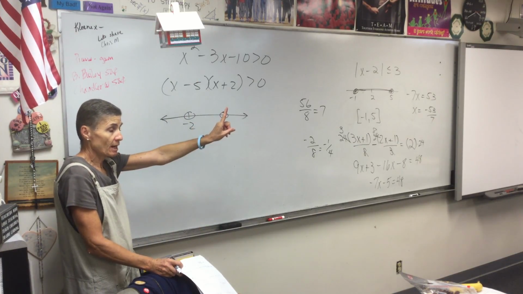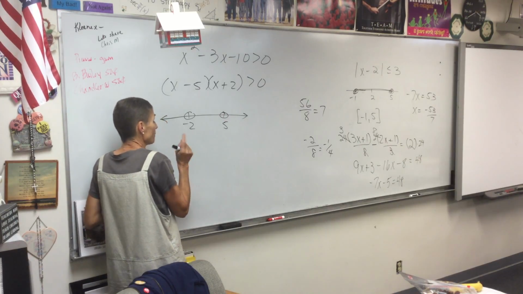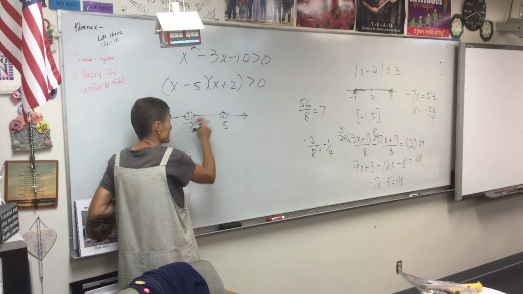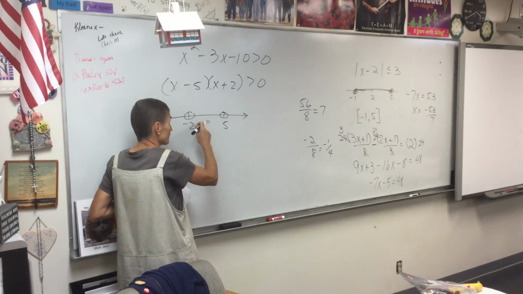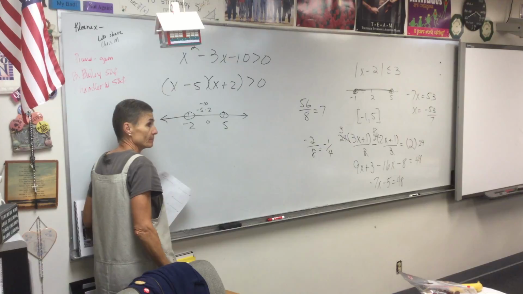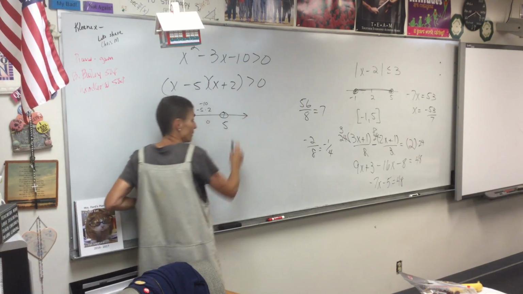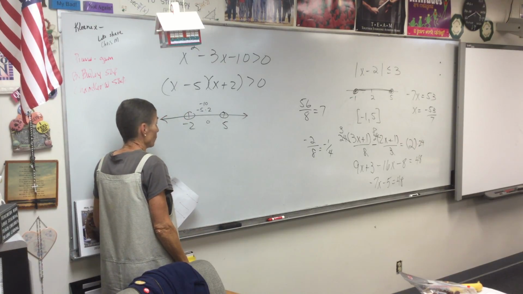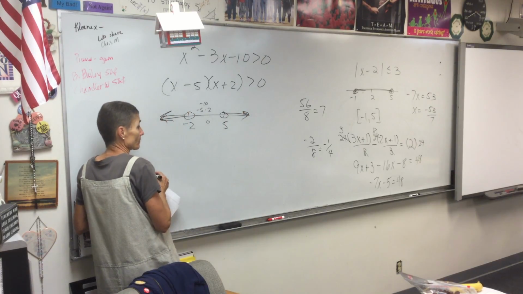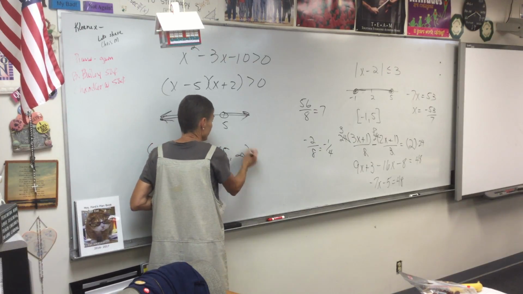Now what's happening sometimes is you're picking 0 and you're plugging it in, but you're not paying attention to where 0 is on the number line. 0 is in here, right? So this is the space you're checking. So when I plug 0 in, I get negative 5 times 2, which is negative 10. Is negative 10 bigger than 0? No. So this section didn't work, which means these will. My answer is negative infinity to negative 2 and 5 to infinity.